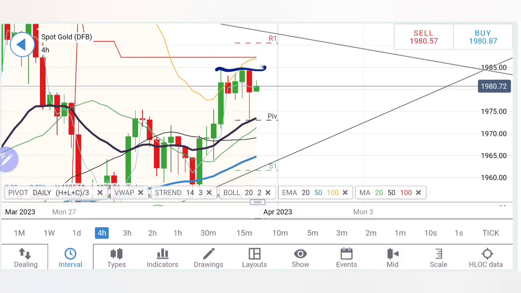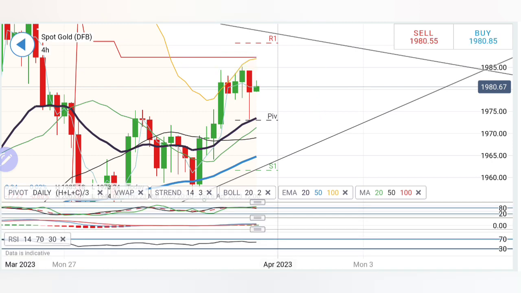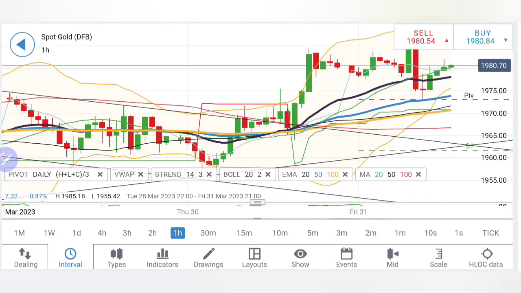Now see, first of all, gold is getting a good resistance at 1985 levels. You can see multiple candles failing to go past it on the upside, but this is on the 4-hour charts. We'll come back to this later. First let's have a look at the hourly charts.